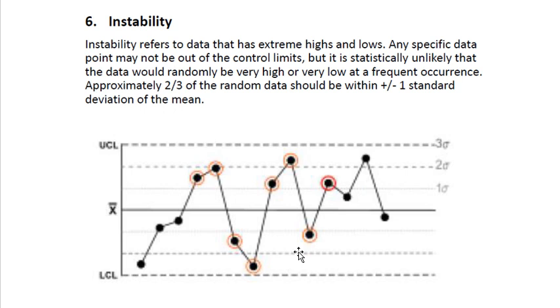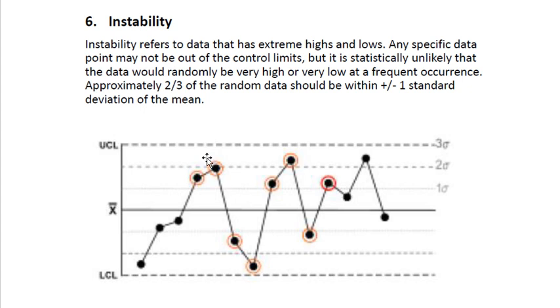Any specific data point may not be out of the control limits. They're not out of the control limit, they're inside. We don't see any outliers here, but it is statistically unlikely that the data would randomly be very high or very low at frequent occurrence, right? So here it goes up and then down, and up and then down. It isn't very good data because they're going up and down so frequently, even though they're within the upper and lower limits, okay?